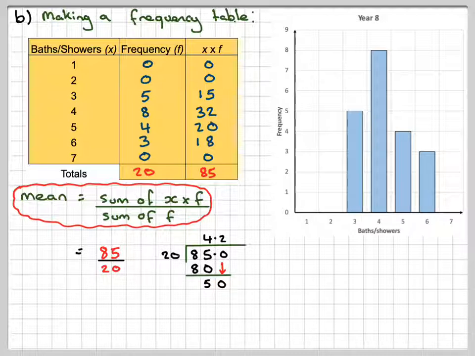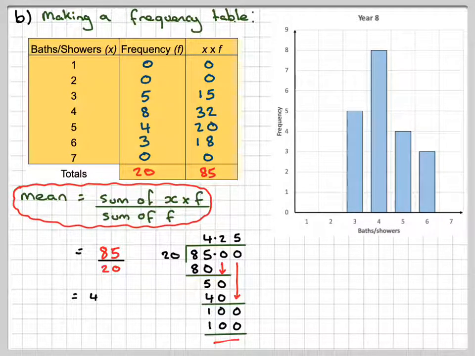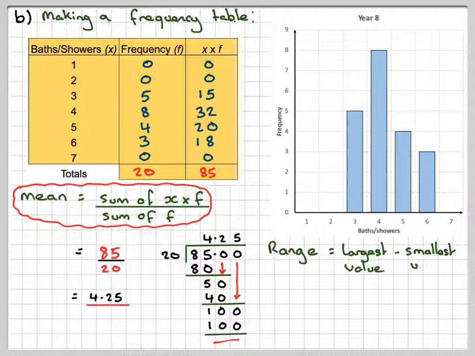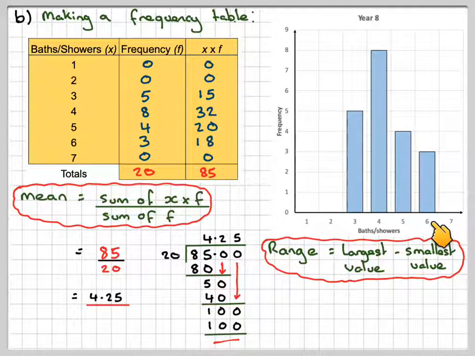20 into 50 goes 2. 2 times 20 is 40. Doing a subtraction, we get 10. We need to add in another 0 because we've still got a remainder. So bring that 0 down, we get 100. 100 divided by 20 is 5. 5 times 20 is 100, therefore no remainder. So the mean for year 8 is 4.25. The range is the largest value minus the smallest value. So the largest value is going to be 6 in this case, and the smallest value is going to be 3. So that's 6 take away 3.